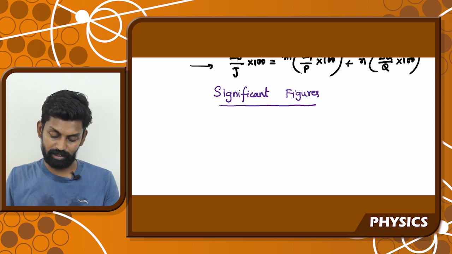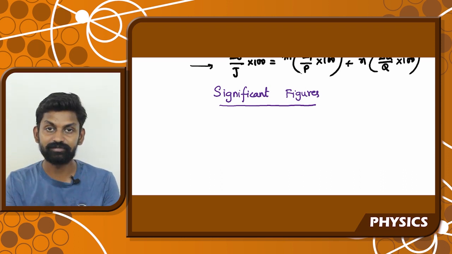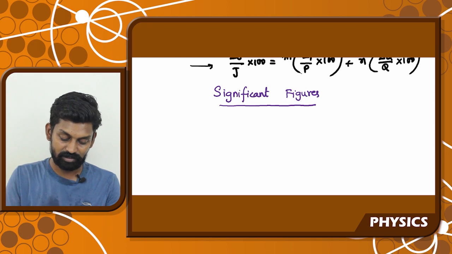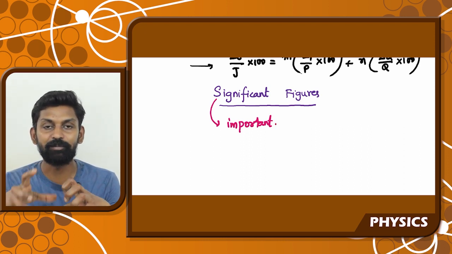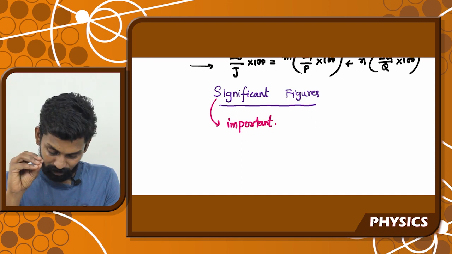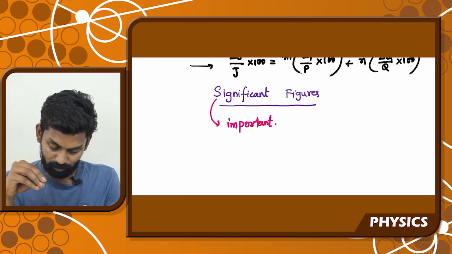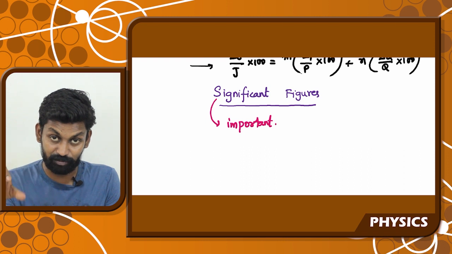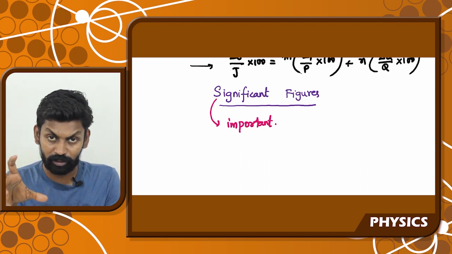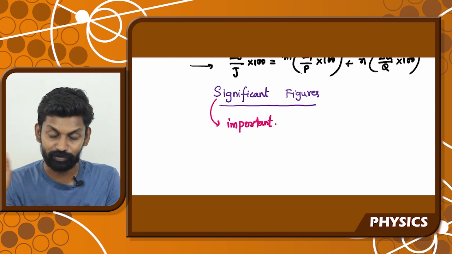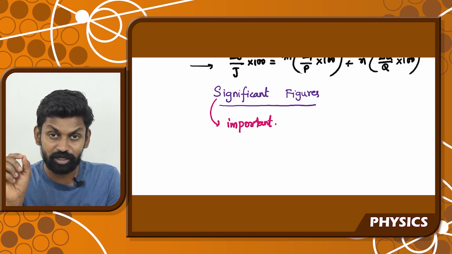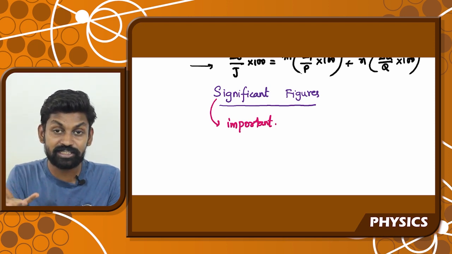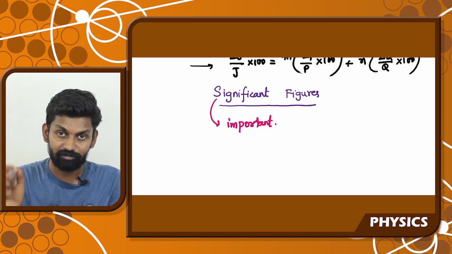First of all, what is the English meaning of the word significant? The word significant means important. Now, why are these figures, these numbers, important? In this context of units, dimensions and measurements, important figures means that these numbers are important in determining the accuracy level of a particular value.